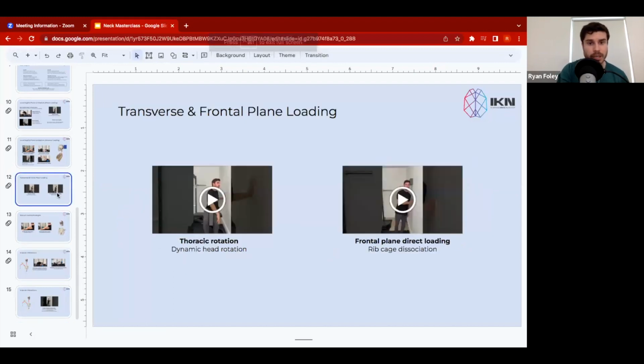Skipped some strategies here, actually, the transverse plane and frontal plane loading. So coming back to that there, where we're looking at some thoracic rotation. Okay.